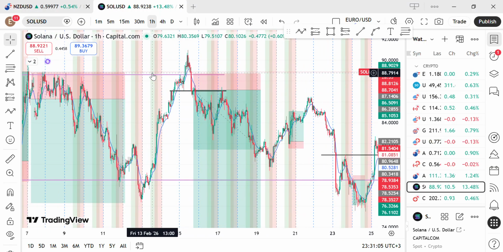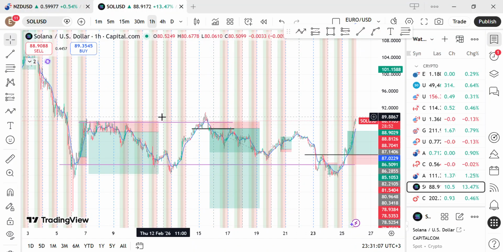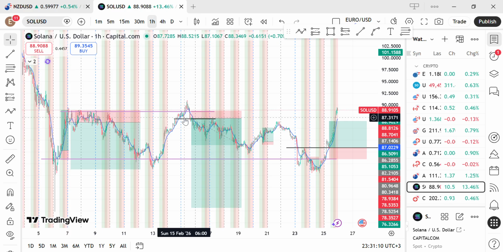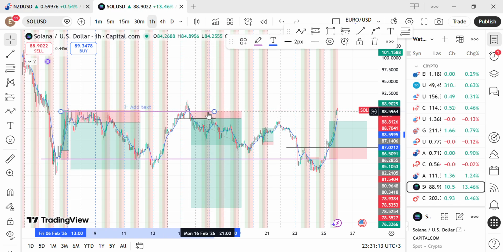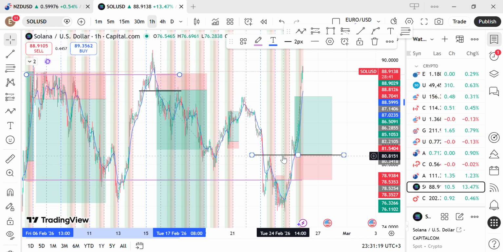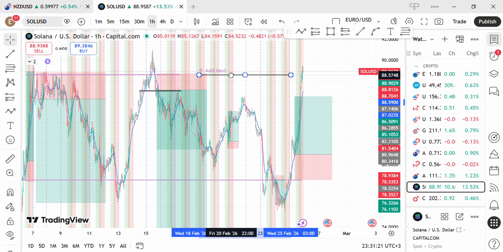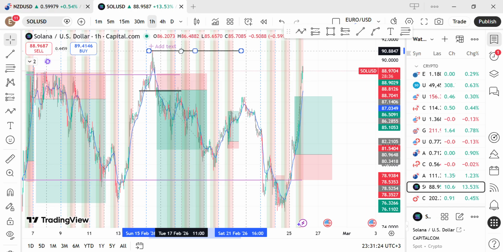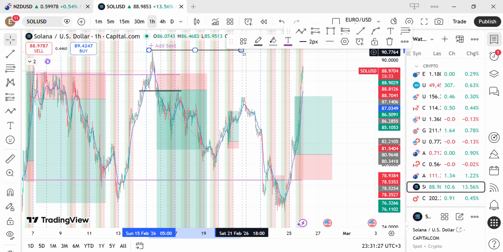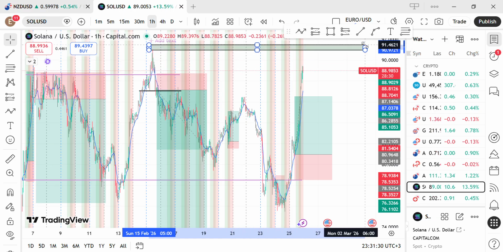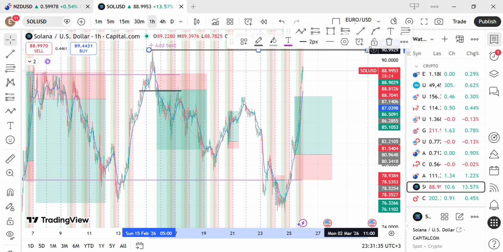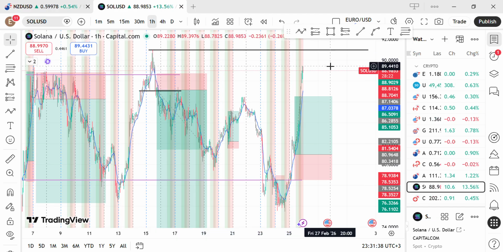Where is it going next? I think if price breaks this level, it will also continue to buy till this level. This is live analysis, guys. As you can see, the market is moving. I'm not a guru. I'm just trying to make this thing work. You all have to try. So look at that. Price is going to hit this level.